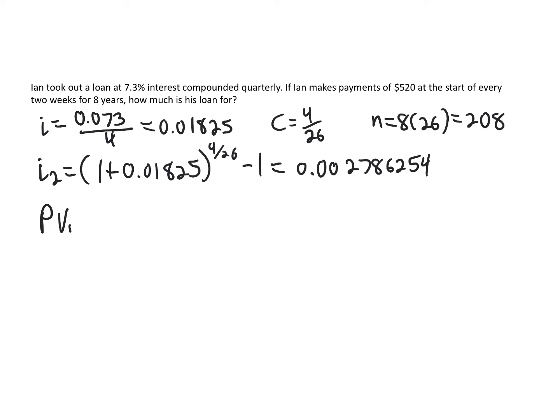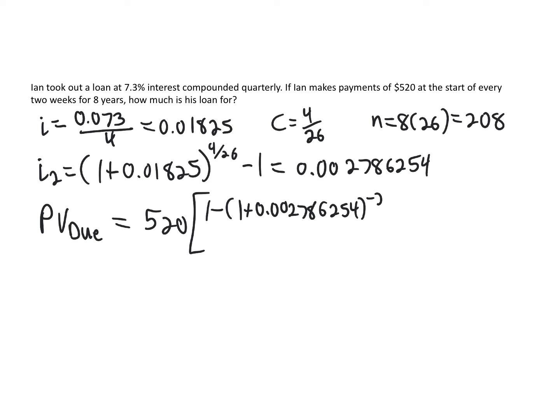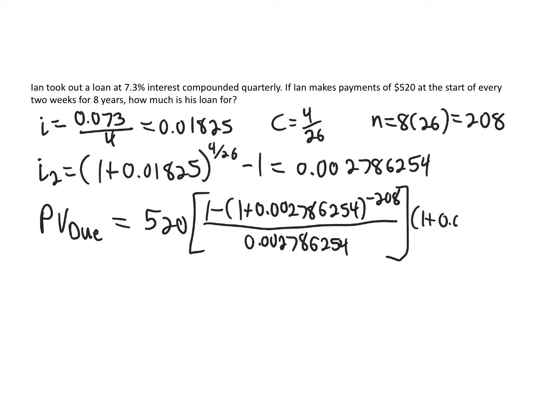Now we can find our present value due. Calculate it out. And we get over 82,000.